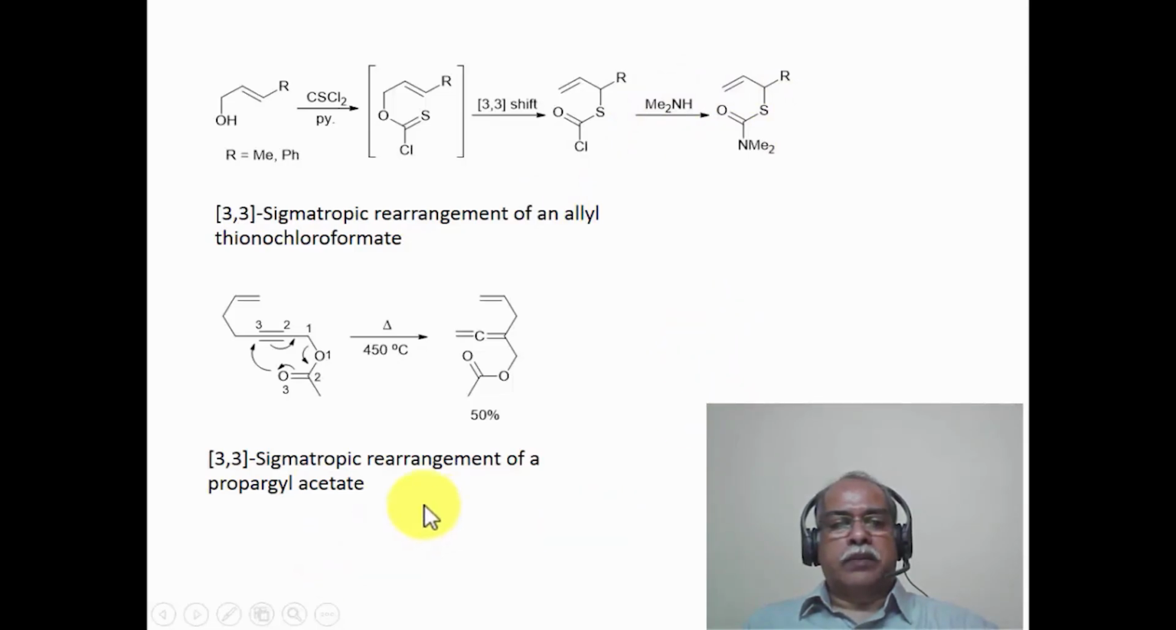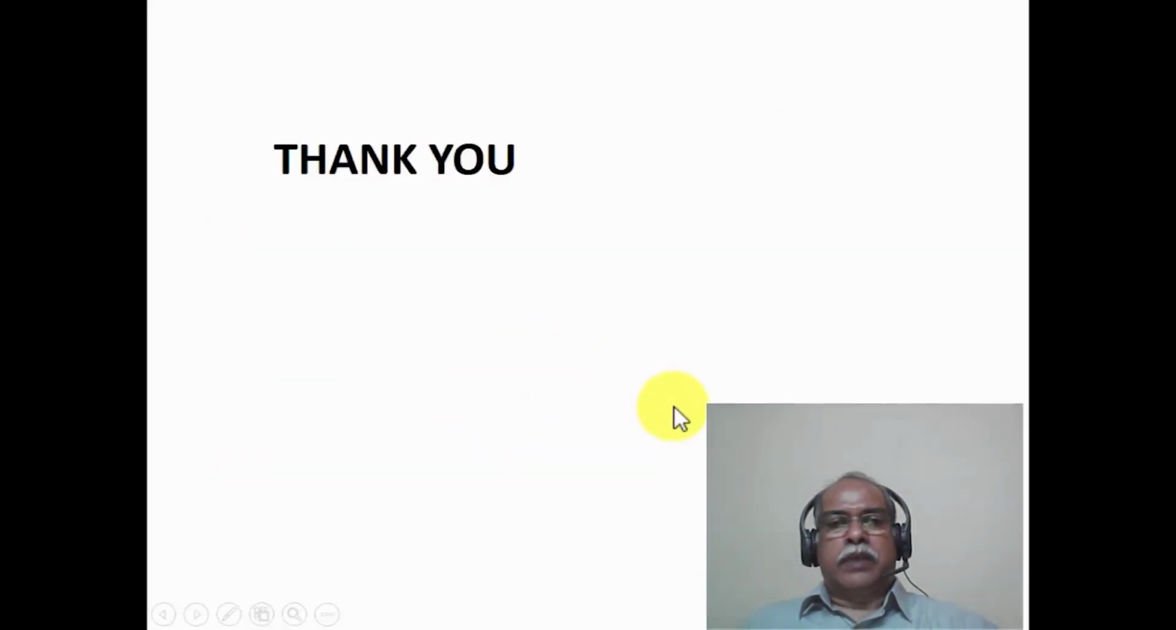Now a 3,3 sigmatropic rearrangement of a propargyl acetate example is given here. The numbering clearly tells you that this is a 3,3 sigmatropic rearrangement to give this particular product in about 50% yield. In this particular module, we have considered the oxy-Cope rearrangement, the anionic oxy-Cope rearrangement, followed by the variations of Claisen rearrangement. We have talked only about the aliphatic Claisen rearrangement. We still have not discussed the aromatic Claisen rearrangement, which we will discuss in the next module.